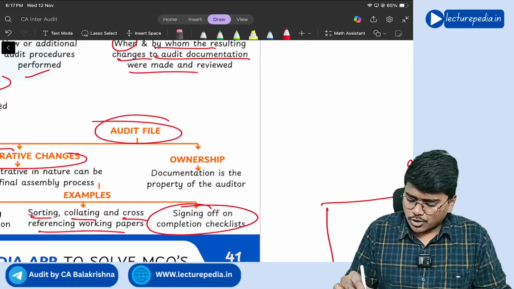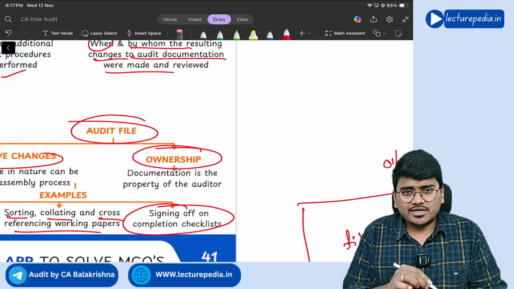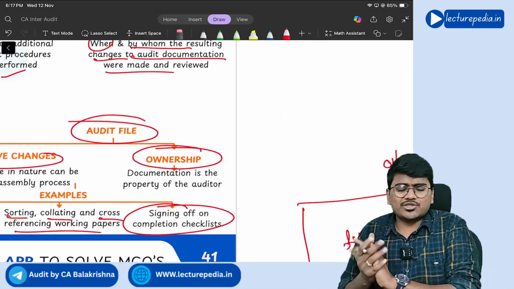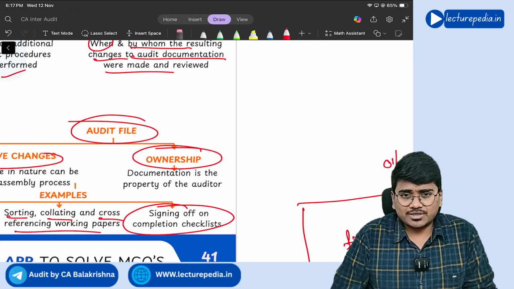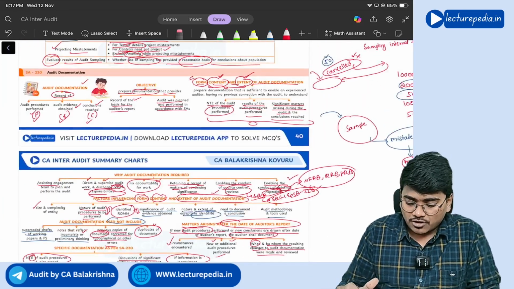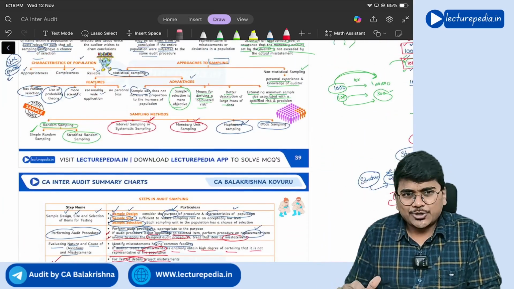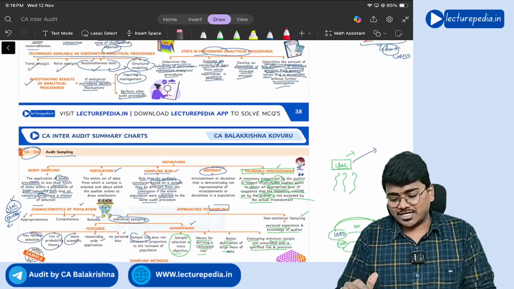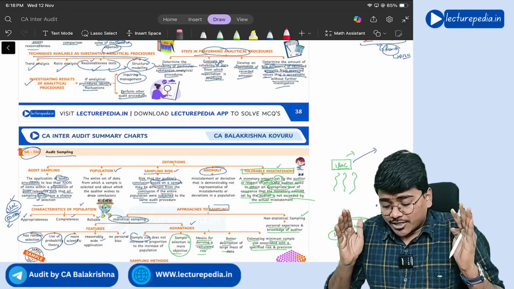Next, ownership. Who is the owner of audit documentation? Of course, the auditor is the owner of audit documentation. Correct or not? Yes. So this is discussion of SA 230, right?